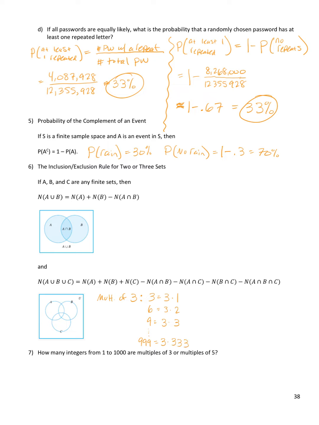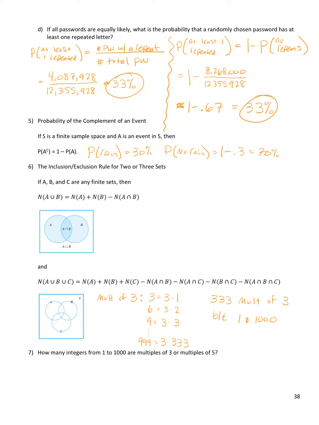So you can see that by writing each of the multiples of 3 as 3 times an integer, I've actually set up a counter. I have 1, 2, 3, 4, and so on, until I hit 333. I have 333 multiples of 3 between 1 and 1,000.